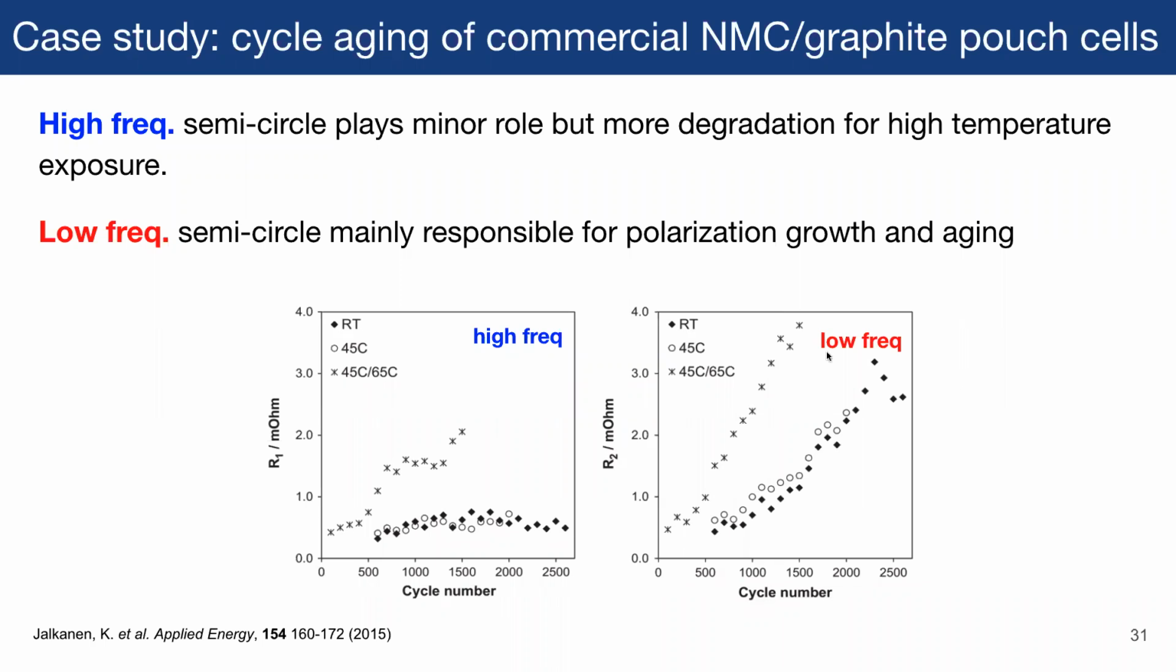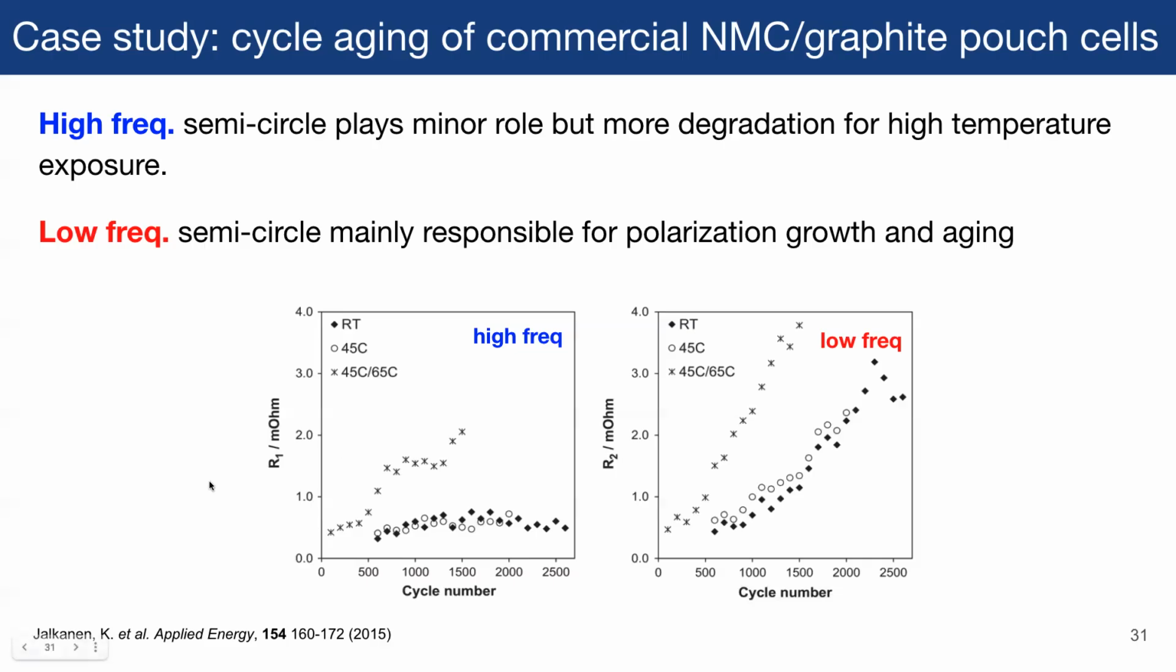So what we see is that the low frequency component is the one that's really dramatically increasing throughout our measurement, and it increases even more when it's exposed to higher temperature. In the case of the high frequency component, we actually see very little evolution on the room temperature and 45-degree cells. We do see some increase on the 45-degree cell and the 65-degree cell.